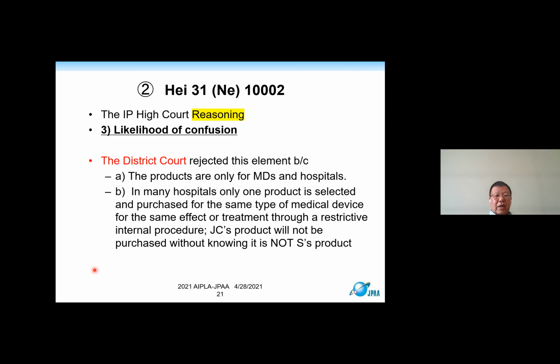The district court rejected this element because the products are only for medical doctors and hospitals, not for the general public. And in many hospitals, only one product is selected and purchased for the same type of medical device for the same effect through a restricted internal procedure. So in other words, a Covidien product will not be purchased without knowing it is not Sumitomo's product through such a restricted internal procedure.